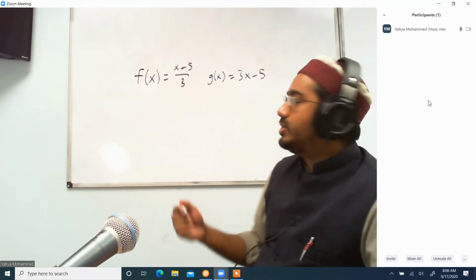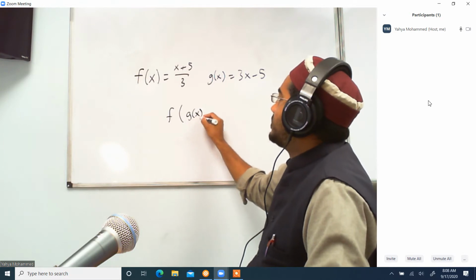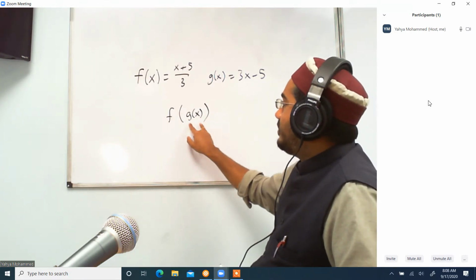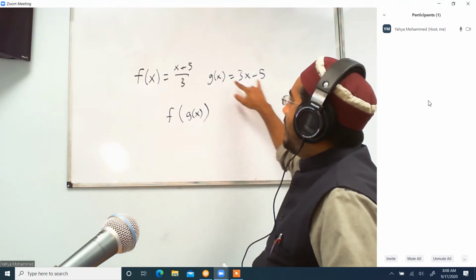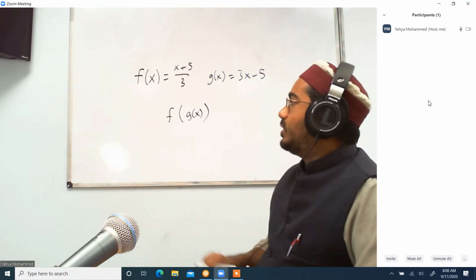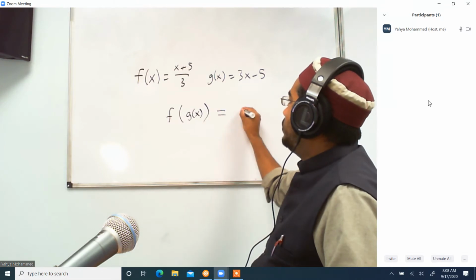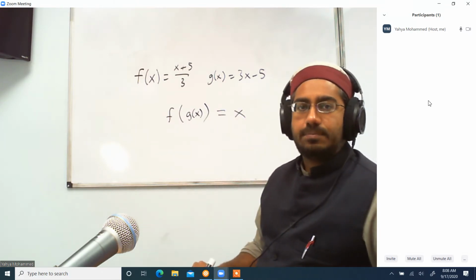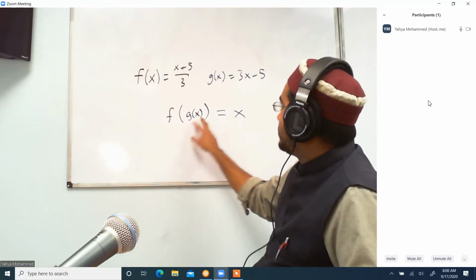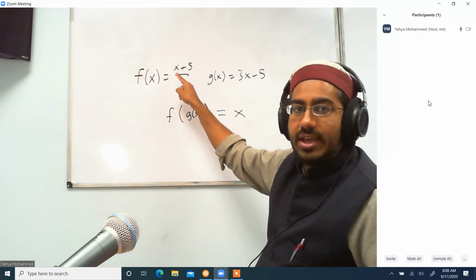Remember yesterday we were doing this thing right here: f of g of x. What does that mean? It means that we take g of x, this whole thing here, and we put it in place of the x in f of x. If these two are inverses, when we do this, we should end up simplifying to just x. So let's see if that works. I'm going to take g of x, which is 3x minus 5, and put it in place of x.